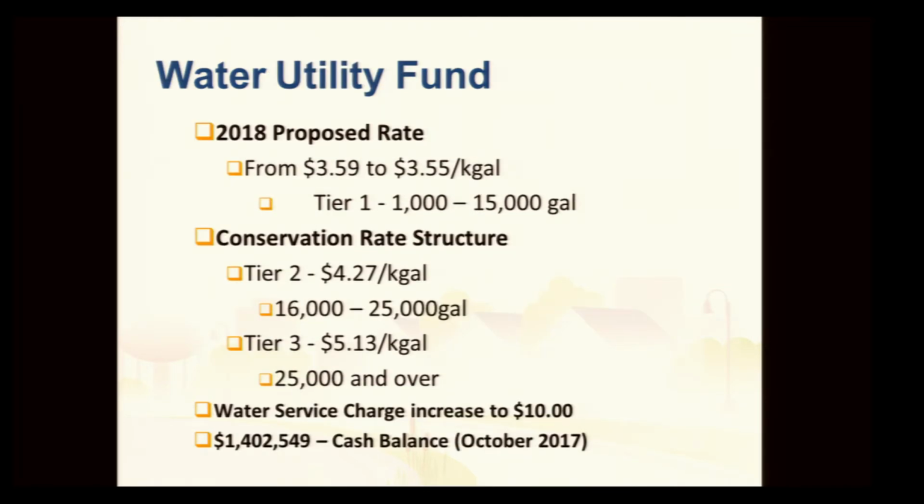As you're well aware, this summer and early fall, we went through a utility rate study. Some of the rates we're looking at, for water anyway, in Tier 1, we're going to drop 4 cents per gallon from 3.59 to 3.55. In Tier 2, we're going to go up to $4.27 per 1,000 gallons, and in Tier 3, up to $5.13 per 1,000 gallons. And also the water service charge, I think, is going to increase from $5 to $10. I think that's the first time that's happened since I've been here. I don't know when the last time that ever changed.